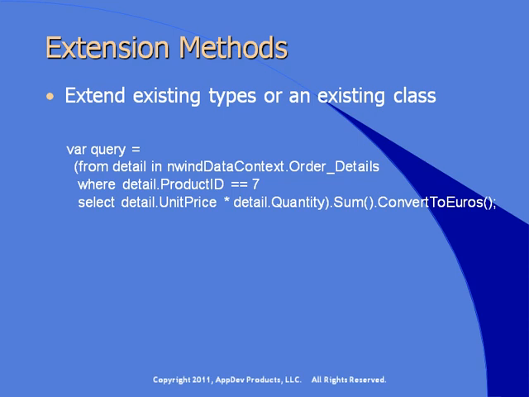We're then going to take that decimal value and convert it to euros. Now, decimal doesn't have a convert to euros method, but we can create an extension method on it and now use decimal.ConvertToEuros and use that in our query. So let's go see some additional examples of using lambda expressions and extension methods in LINQ to SQL queries.